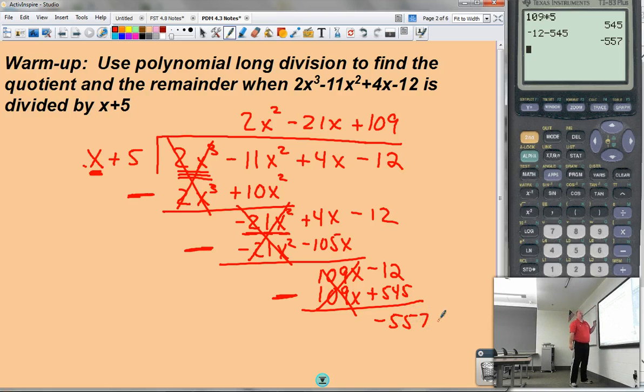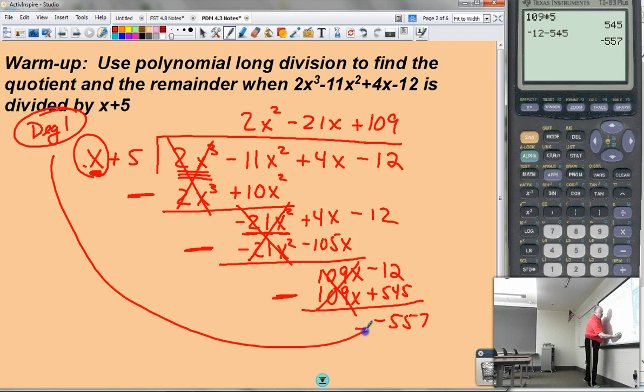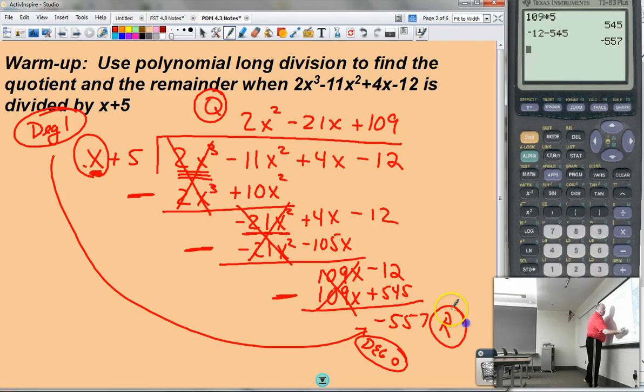At that point, because my divisor was a degree 1 polynomial, I know I am done once I reach a degree 0 polynomial. And we are done. So here, the quotient would be 2x squared minus 21x plus 109. The remainder is negative 557.